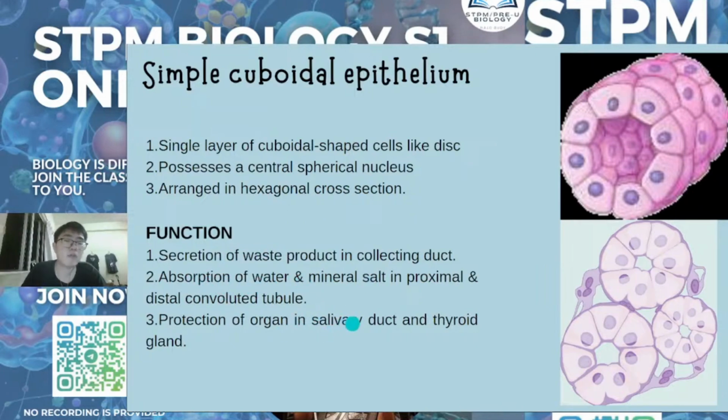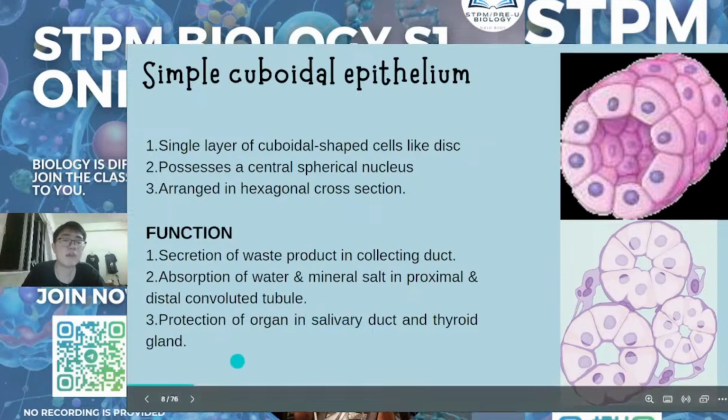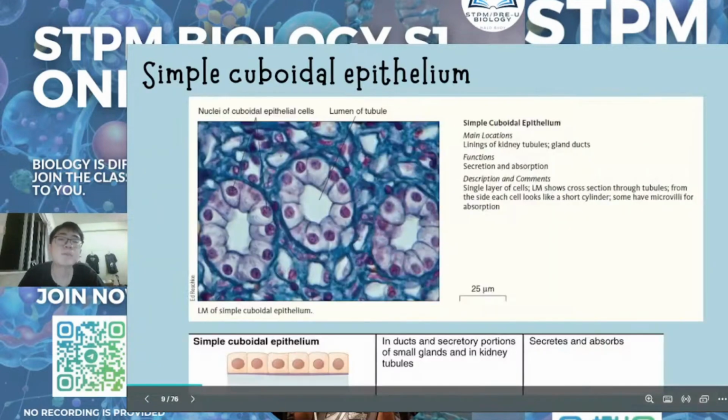And then our salivary duct and also the thyroid gland also contain this tissue. Normally, it acts as protection for these two organs.